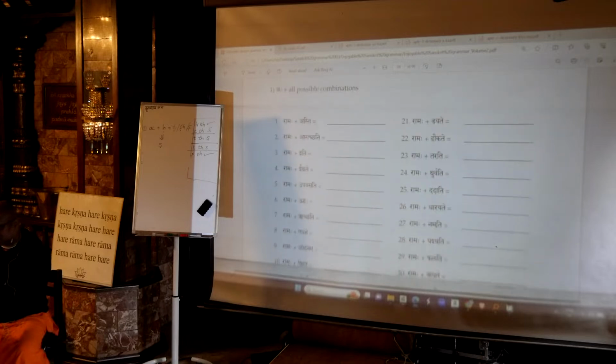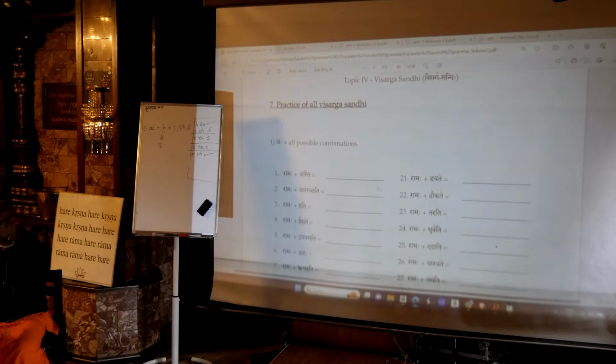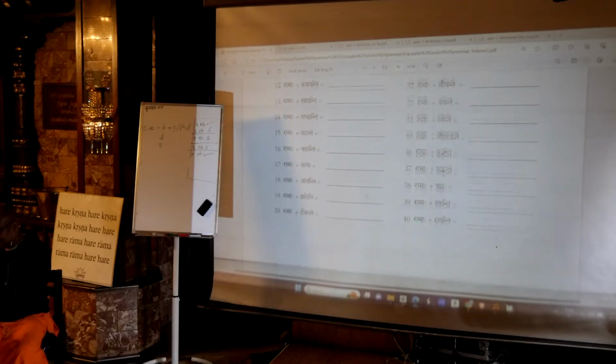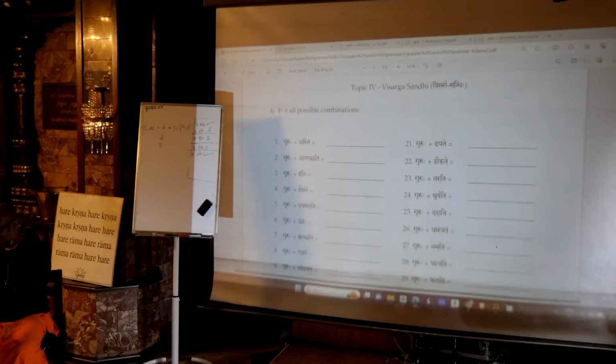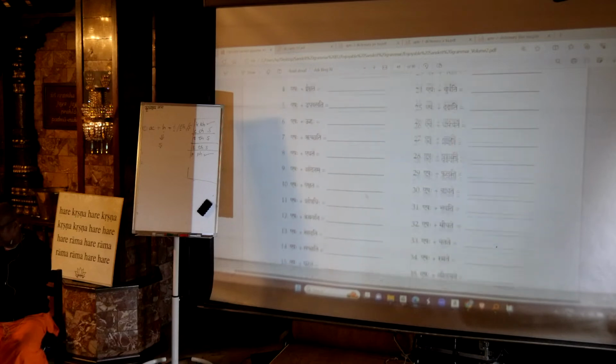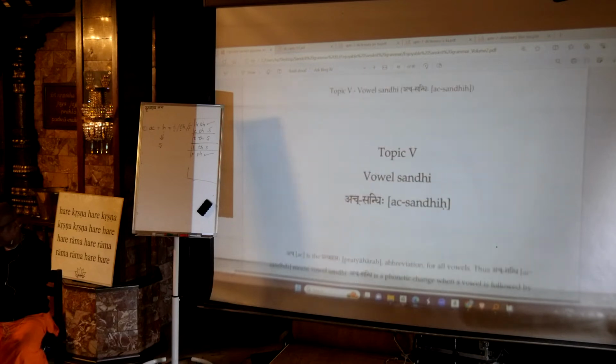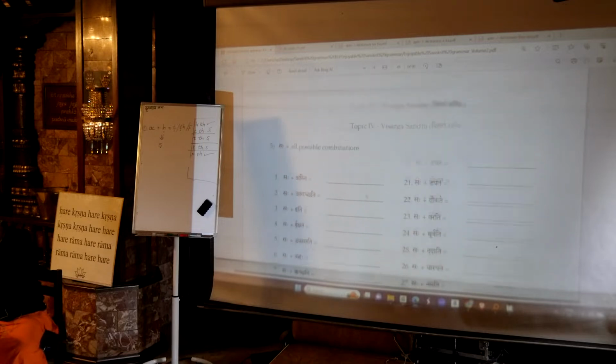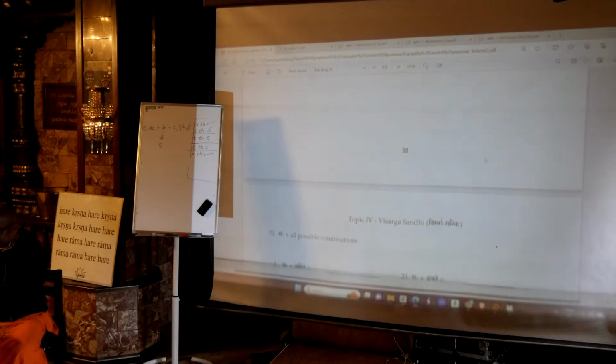All right. So that's it. Practice of all Visarga Sandhi together now. Whatever you have learned. She has given very nice practice. If you do this practice, Visarga Sandhi will be first class. Understood? So, but only thing is, yeah, it is in Devanagari. All combinations she has covered. Very good practice actually. So, all right. So that completes the topic of Visarga Sandhi.